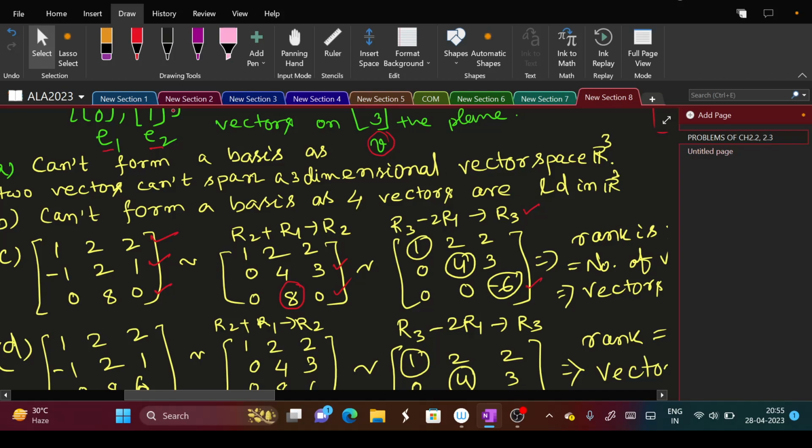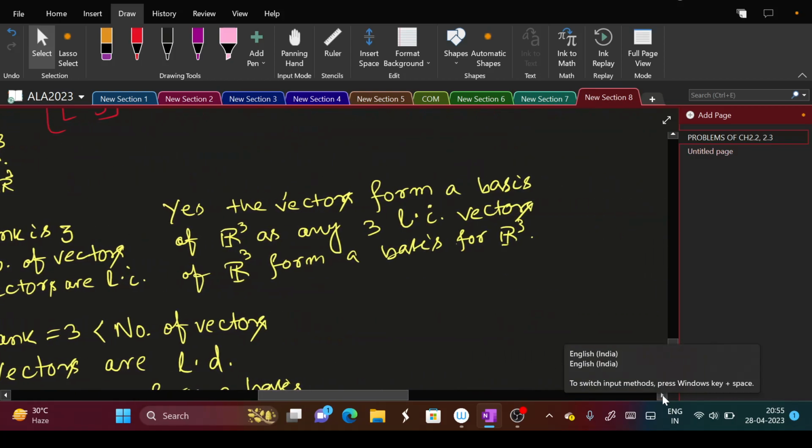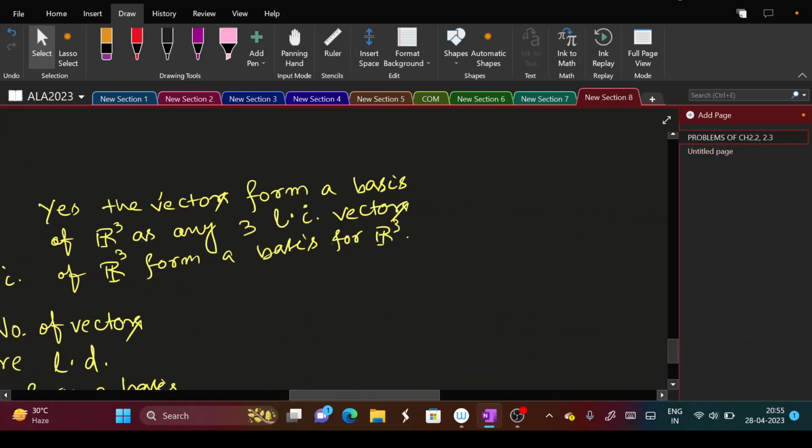So there are 3 pivots. That means rank is equal to 3, that means the number of vectors is equal to the rank. Hence the vectors are linearly independent. Any 3 linearly independent vectors of R cube always span R cube, hence they form a basis. So yes, the vectors form a basis of R cube.